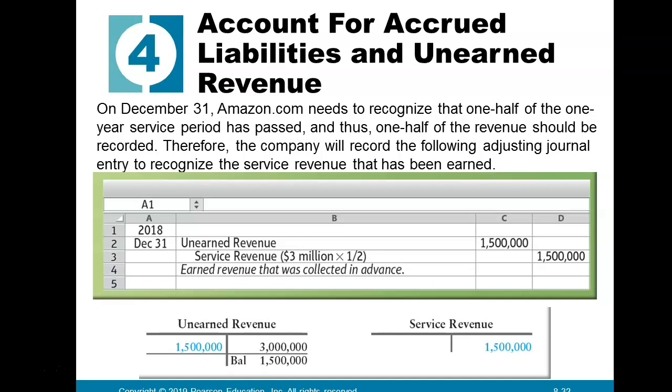Now, every month that organization has to record, in this case, we're showing the entry at the end of the year, but every month Amazon would have to show or reflect in their financial statements 1/12 of what they have earned in their transactions. So here we are showing $3 million and 1/2 of it, but I would say 1/12 every single month until that particular obligation has been satisfied. And the entry will be the same. We're reducing the obligation, which is a debit to unearned revenue, and now we can recognize the revenue.